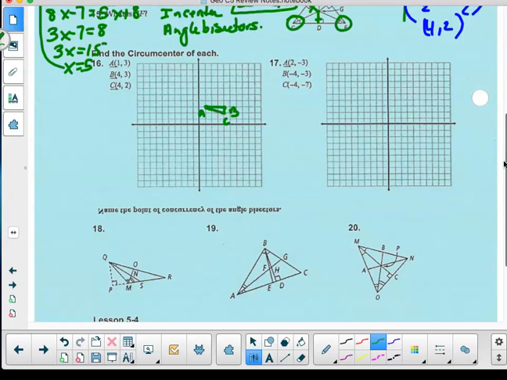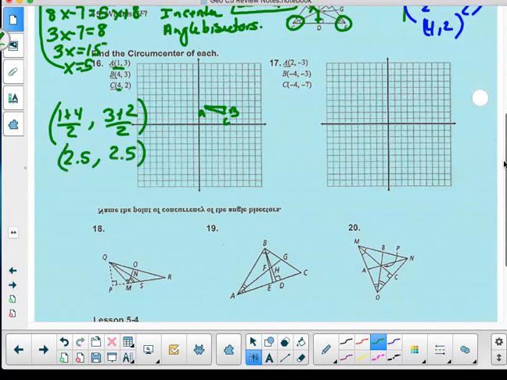The circumcenter is on the midpoint of the hypotenuse of a right triangle. So 1 plus 4 divided by 2. I'm using 1 and 4 because it's AC. Midpoint of AC is what I'm looking for. I've got 3 plus 2 divided by 2. So I've got 5, so I got 2.5 and 2.5.